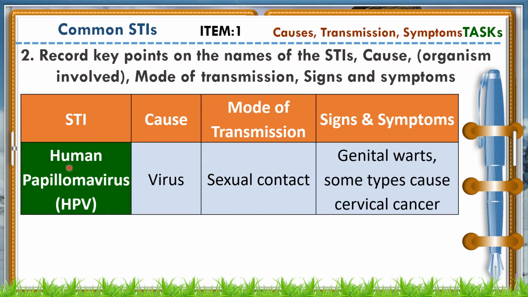Then we have another STI, the human papillomavirus, HPV. The causative organism is a virus. It is also transmitted through sexual contact. And the signs and symptoms are genital warts. Some types cause cervical cancer.